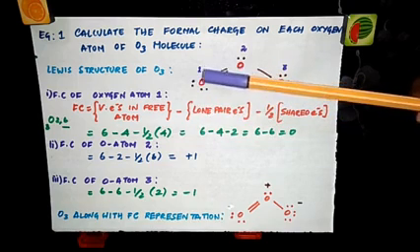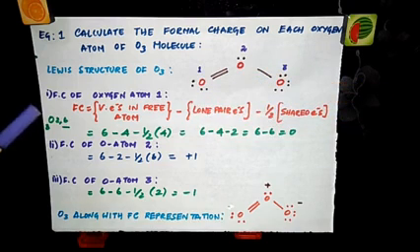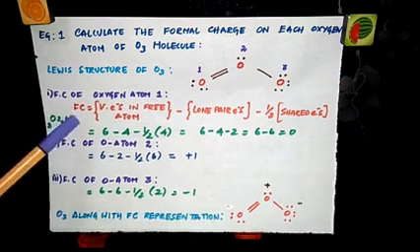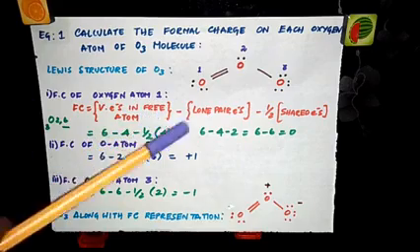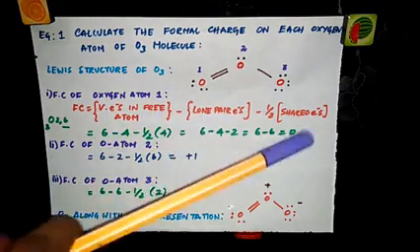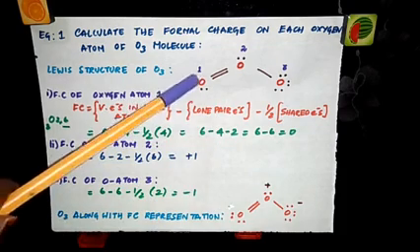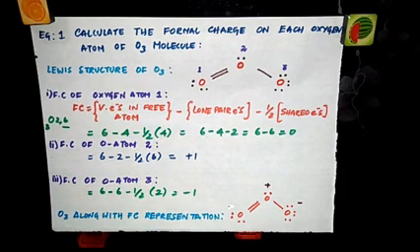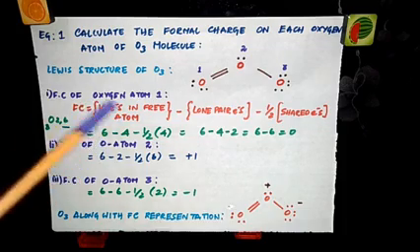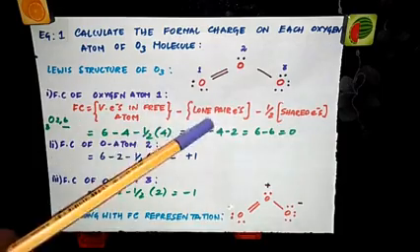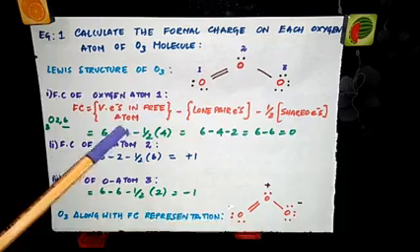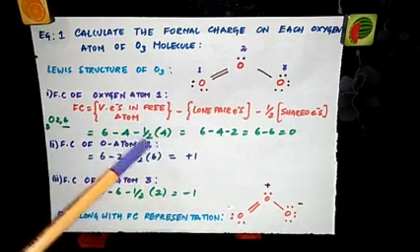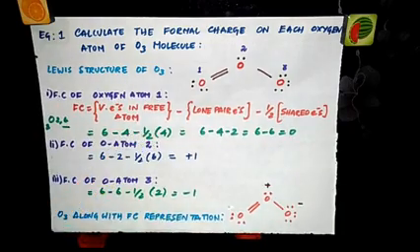So let's calculate for this first oxygen. So formal charge of oxygen atom 1. You know the formula. Formal charge is equal to valence electrons in free atom minus lone pair electrons minus half the shared electrons. So here the selected atom is oxygen. For oxygen the number of valence electrons is 6. So put that 6 for this. So 6 minus lone pair electrons. How many lone electrons are there? 1, 2, 3, 4. You have to count. So 4 electrons are there, lone electrons, minus half the shared electrons.